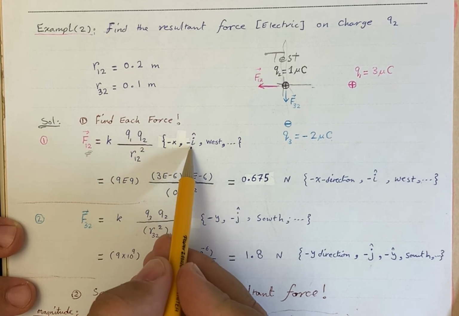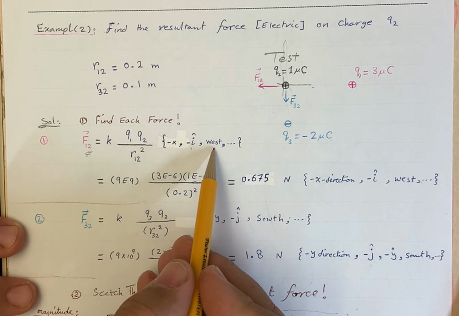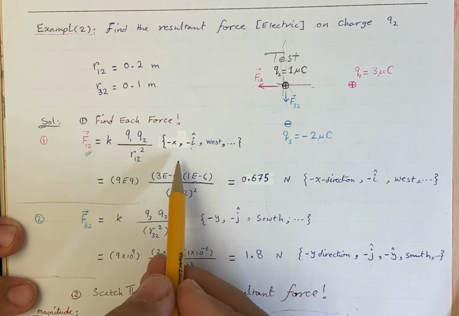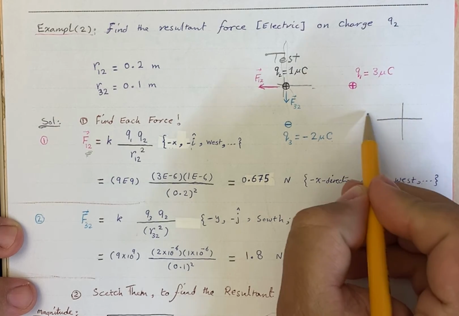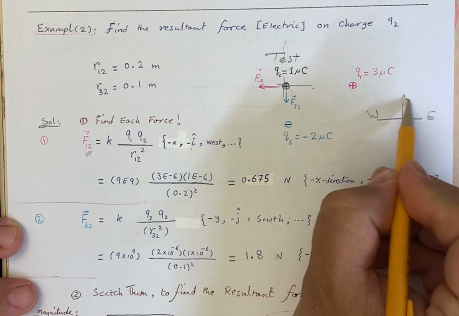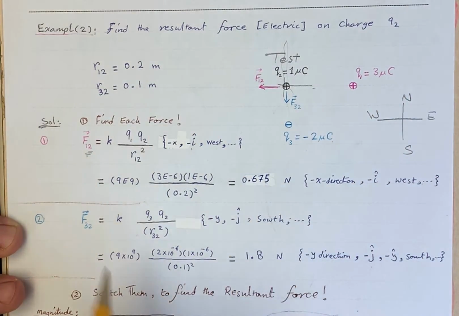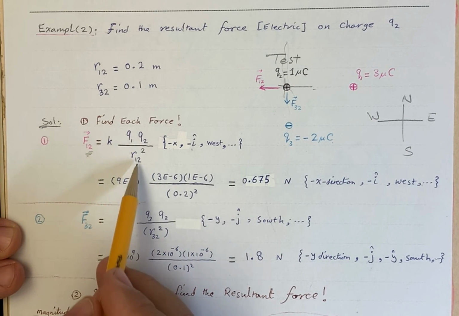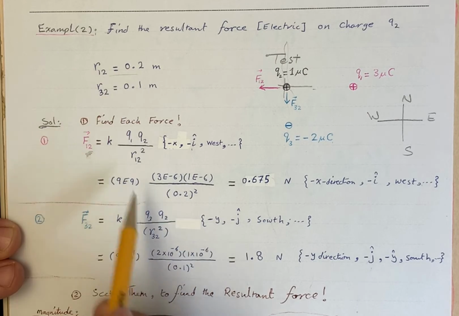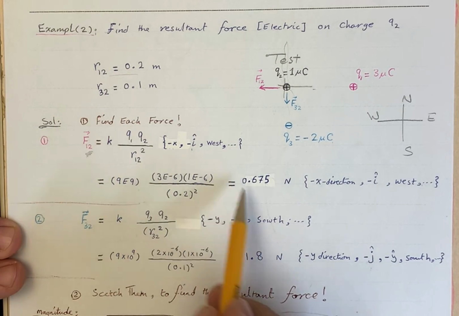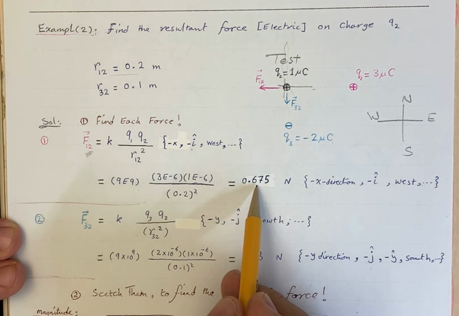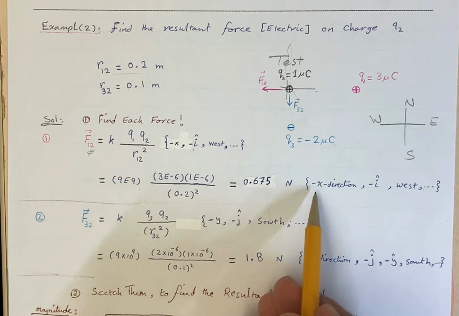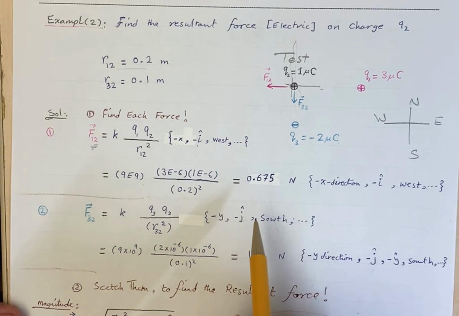It will be in the negative i direction or x direction, or sometimes we call it to the west, because this is west, this is east, this is north, this is south. Using Coulomb's law between Q1 and Q2, we know R12 from here. The force F12 equals 0.675 newtons in the negative x direction.